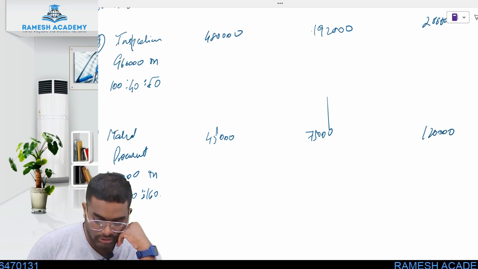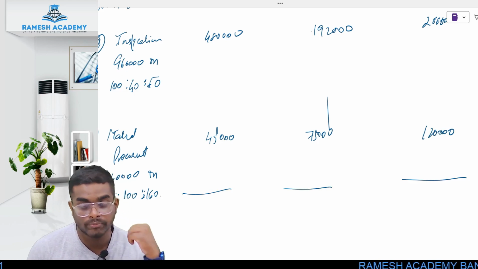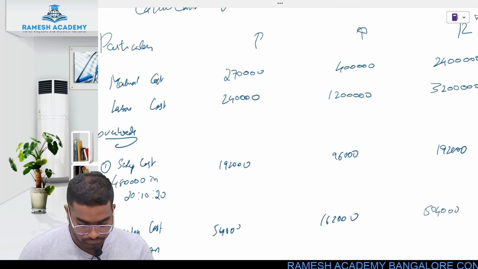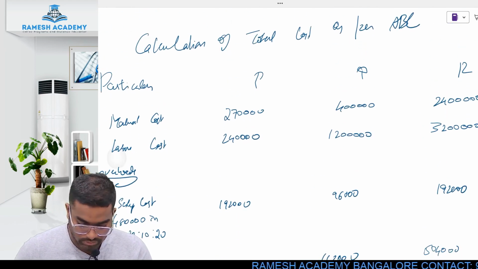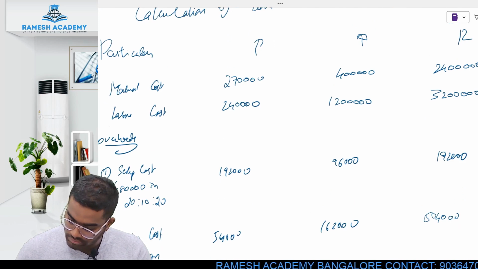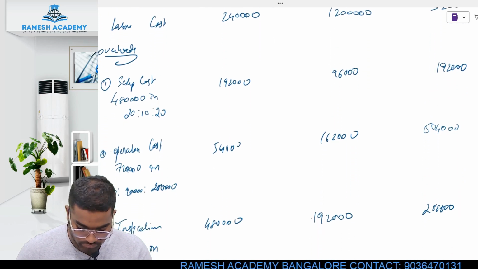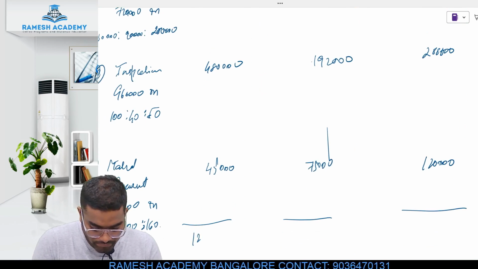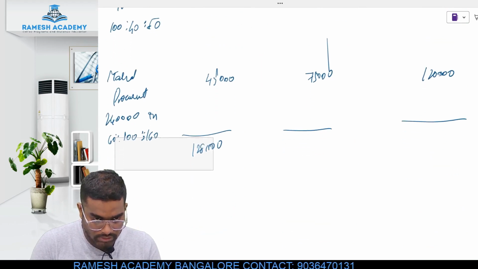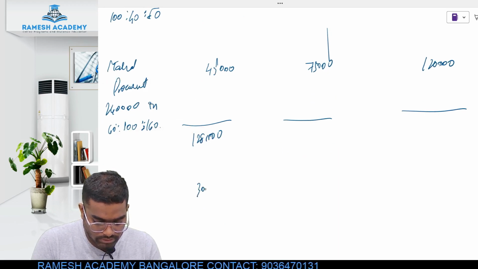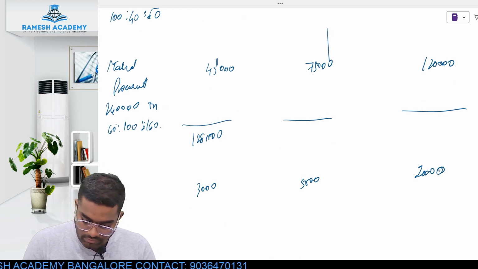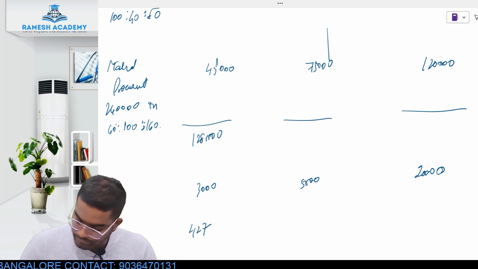So by this we have distributed all the overheads based on the cost driver. Now I'll add it up: 2,70,000 plus 2,40,000 plus 1,92,000 plus 54,000 plus 4,80,000 plus 45,000. It is 12,81,000. Here the number of units was 3,000, 5,000 and 20,000. I'll calculate it per unit here only. So 12,81,000 divided by 3,000 is 427.